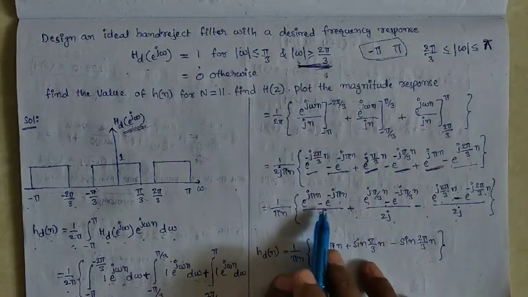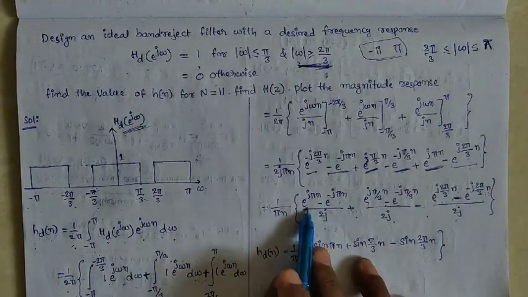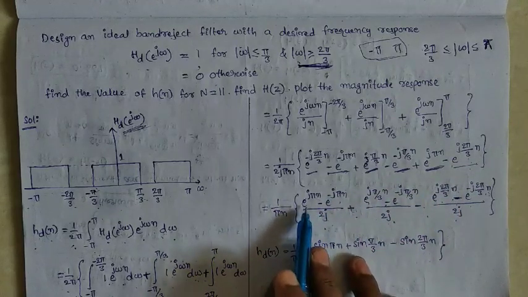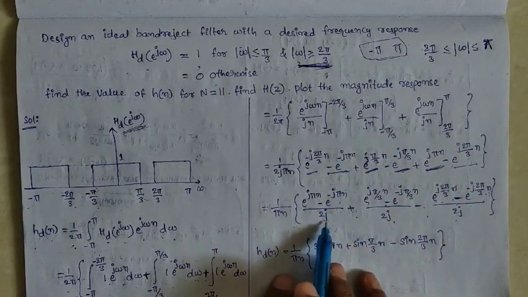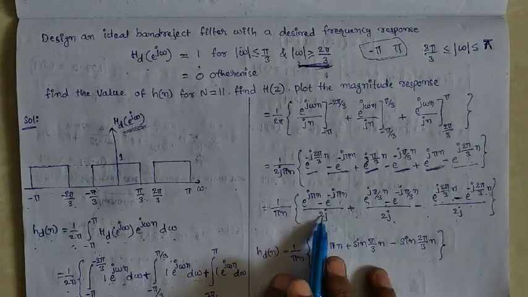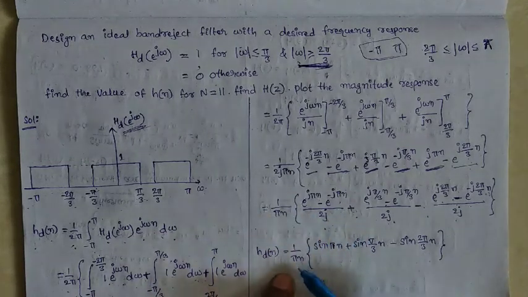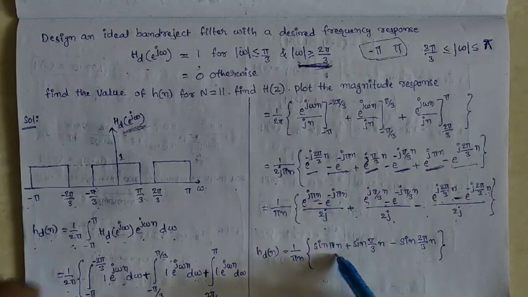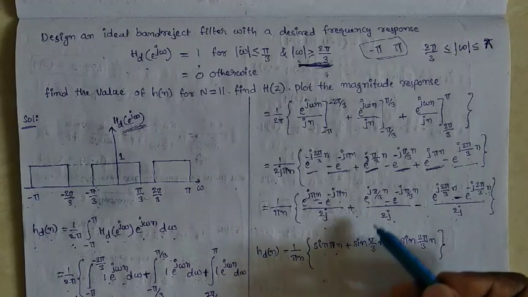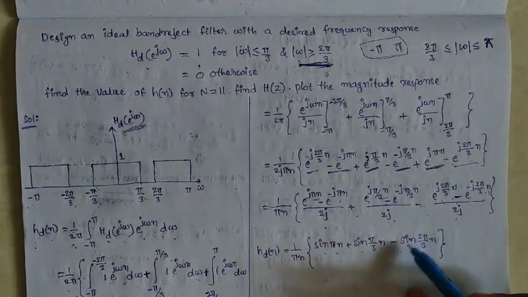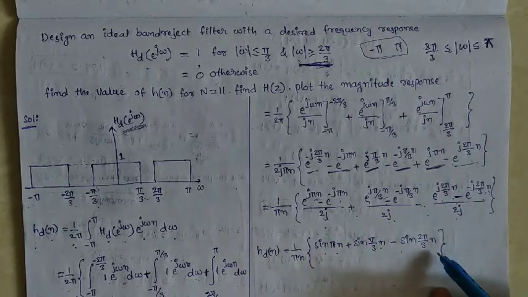Here this value is equal to what? In all the terms we are observing the form e power j theta minus e power minus j theta by 2j form, which is equal to sin theta. Here 1 by pi n of sin theta, where theta value here is sin pi n, plus sin 5 by 3 n minus sin 2 pi by 3 n.